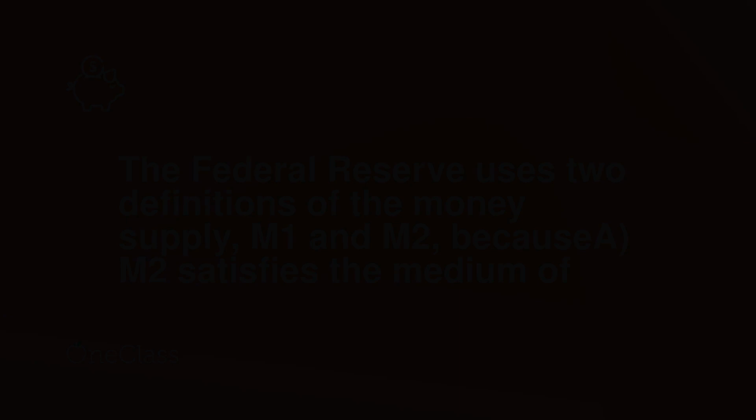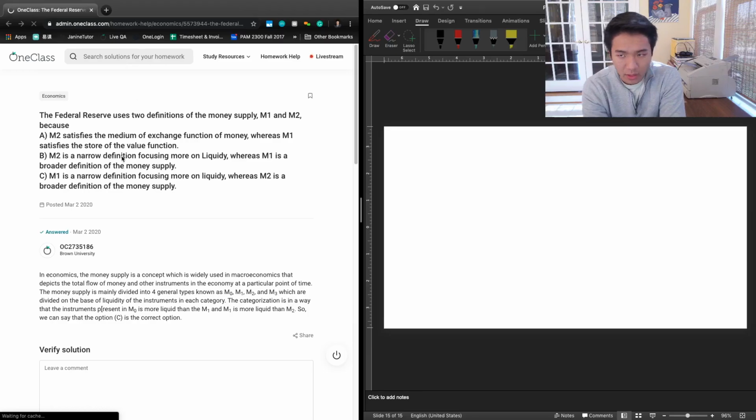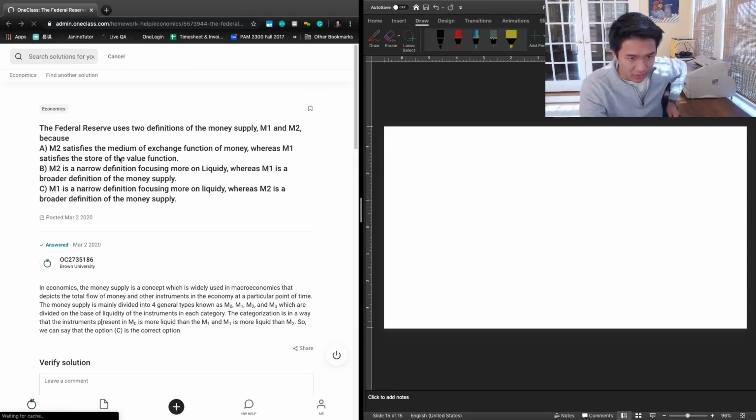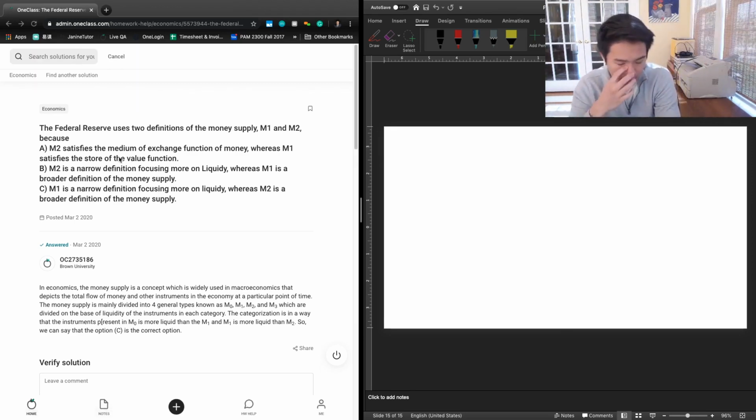Move on to the next question then. So the next question says, the Federal Reserve uses two definitions of the money supply, M1 and M2, because A, M2 satisfies the medium of exchange function of money, whereas M1 satisfies a store of value function. B, M2 is a narrow definition focused more on liquidity, whereas M1 is a broader definition of the money supply. And C, M1 is a narrow definition focused more on liquidity, whereas M2 is a broader definition of the money supply. So what we're really being asked for here is what are the definitions of M1 and M2, and how are they distinguished?